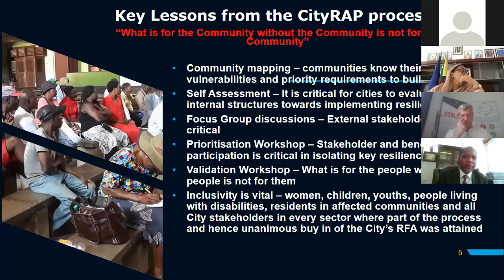And also there were a lot of focus groups, internal and external, that were involved in the city and community mapping processes. There was also a validation workshop for all the stakeholders within the city to discuss issues to do with resilience, issues to do with disasters, and issues to do with building resilience within our cities.